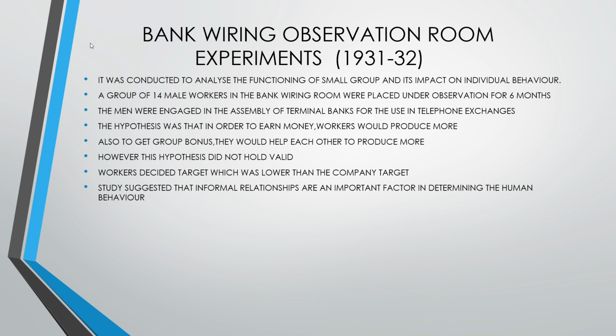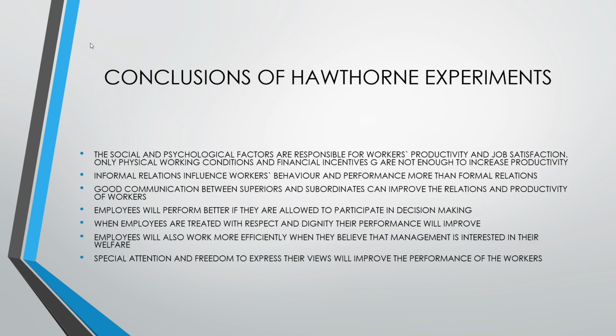Now we can come to the conclusions of Hawthorne experiment. First one, the social and psychological factors are responsible for workers' productivity and job satisfaction. Next, informal relations influence the behavior and performance more than the formal relations.